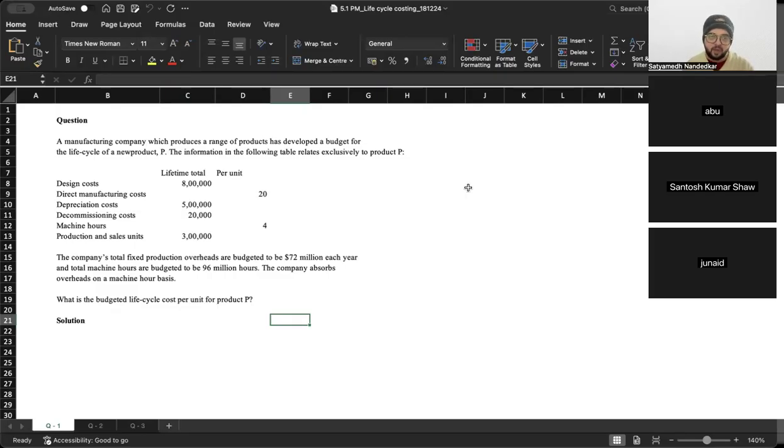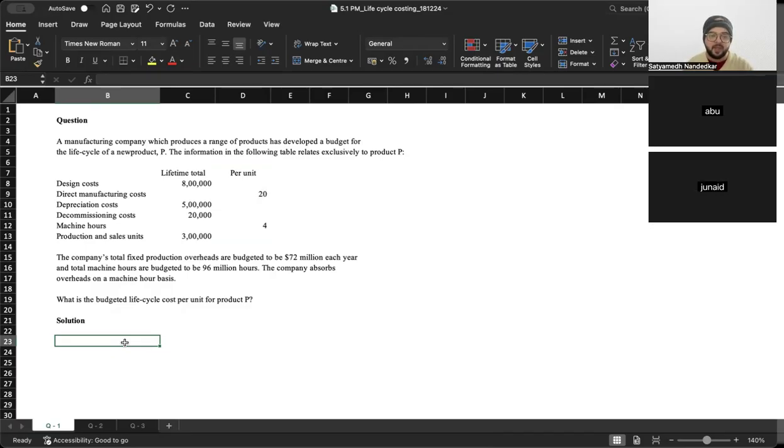Design cost lifetime total 8 lakh, direct manufacturing cost 20 per unit, depreciation cost lifetime total 5 lakh, decommissioning cost 20,000, machine hours 4, this is per unit. Okay, this column is your per unit column, and the production and sales units lifetime total is 3 lakh. The company's total fixed production overheads are 72 million each year, and total machine hours are budgeted to be 96 million hours. The company absorbs overheads on a machine hour basis.